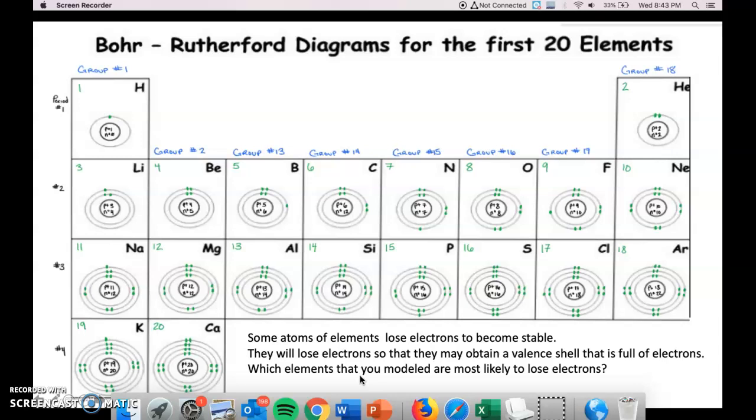Atoms of elements become stable, meaning they have an outer energy level that's completely full of electrons. What elements are stable that you made cards for? Actually, that you wrote your models for? Helium, neon, argon, right here. Far right-hand side, those are stable.